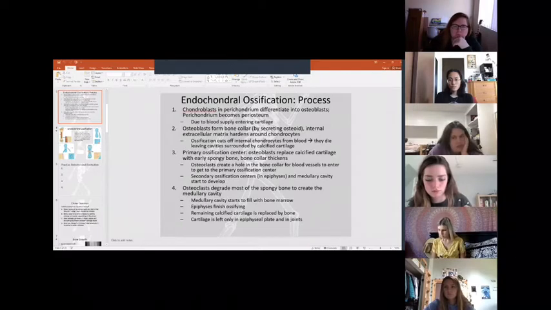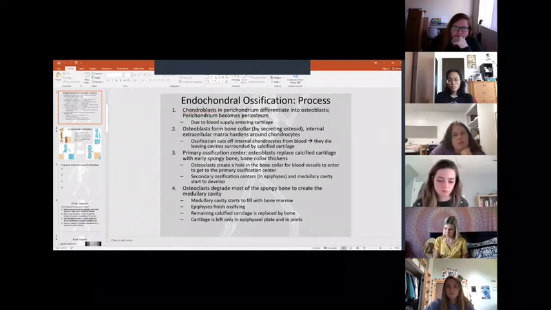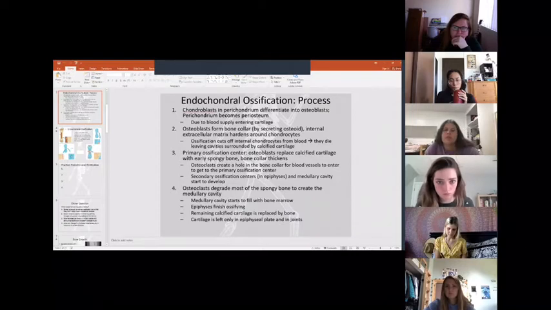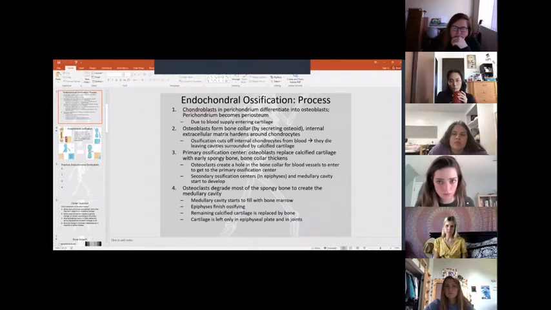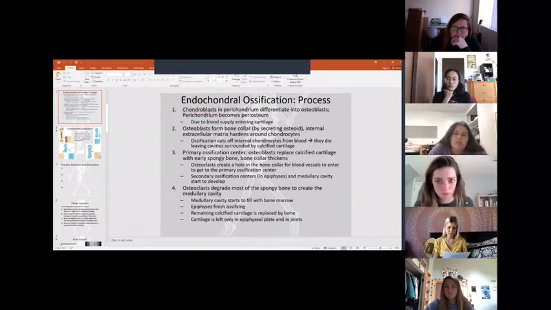Yeah, number 2, so the osteoblasts form the bone collar. This is when those bone cells come in and create a shell around the bone. That shell covers up the rest of the bone, which is still all cartilage on the inside. By doing that, it cuts off all the nutrient supply to those cartilage cells on the inside, which causes those cells to die. So that's this part, the ossification cuts off internal chondrocytes from the blood.